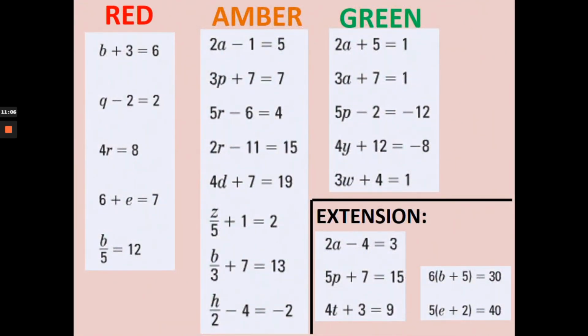And there are some more for you to try there. So if you want to pause your screen and try those for me. If it's, for example, in the red, the very bottom question, if it's something over 5, that means divided by. So you have to do the opposite of dividing. There's your little hint. So can you give those a try, please?